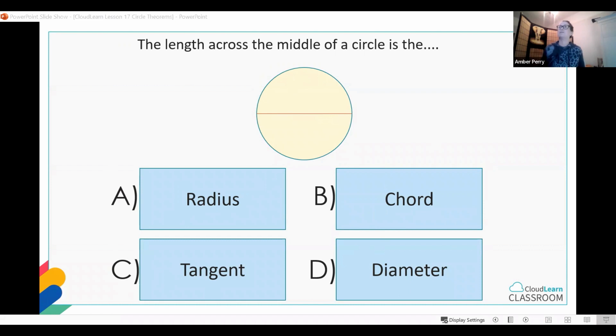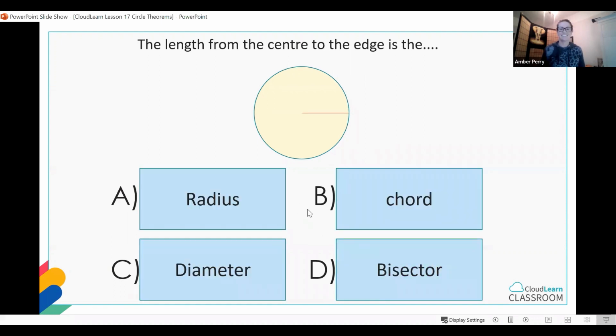You can vote now, I think. There you go. Brilliant, 100% correct. The correct answer is D, diameter. Well done, everybody got it right. Doing really well. Got 2 out of 2 so far. Let's go a bit quicker then.